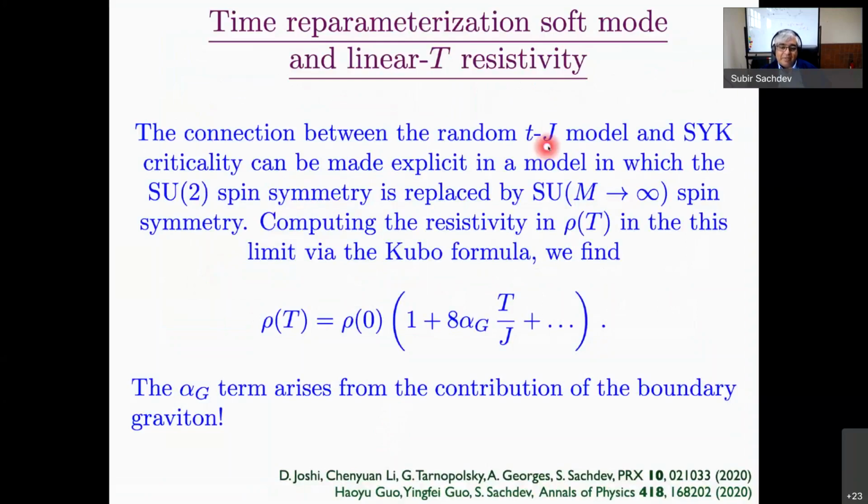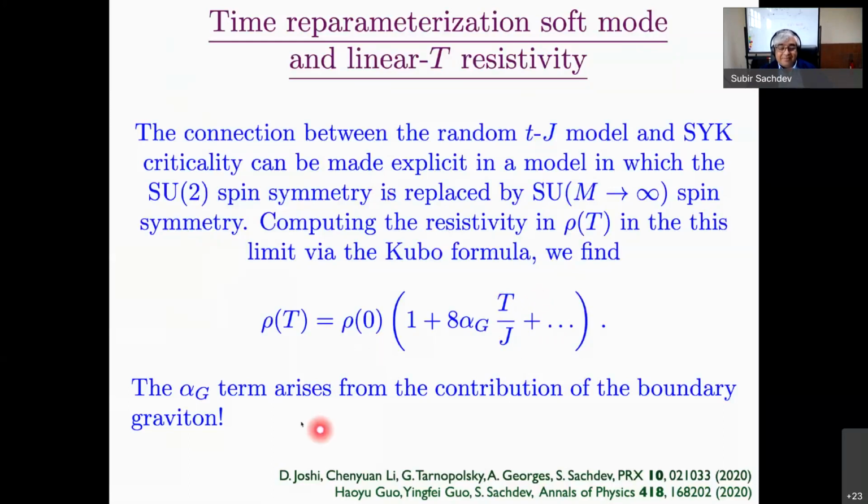And to obtain that limit, you have to take yet another large M limit. You have to take the SU(2) spin symmetry and generalize to SU(M). So there's a kind of double scaling limit where you send N to infinity first and then M to infinity. And then you can solve this TJ model near the critical point. And you indeed find SYK behavior with all the properties I've just described, with exactly the same exponents and so on. And you can also compute things like the resistivity as a function of temperature in a lattice extension of the model.